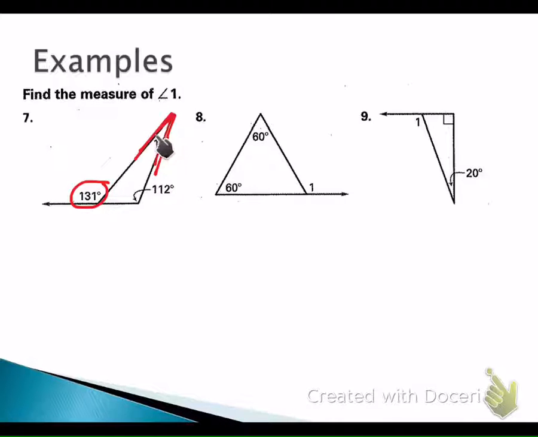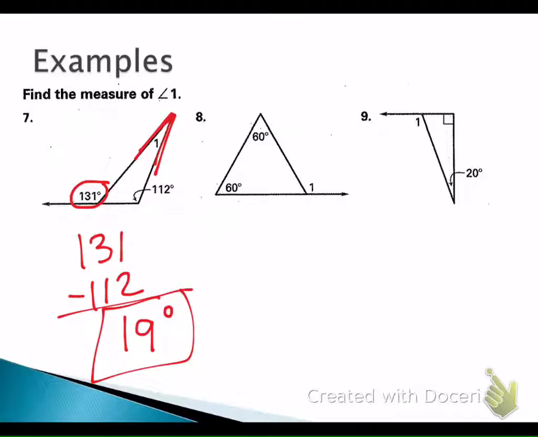You subtract them? Yeah, so these two add together to give me 131. So if you want, you could write an equation like this one plus this one equals this one. But I've got to work backwards because I know the total and I only know one of these. So that's when we're going to subtract. So I do 131 minus 112. I'm getting 19 degrees.